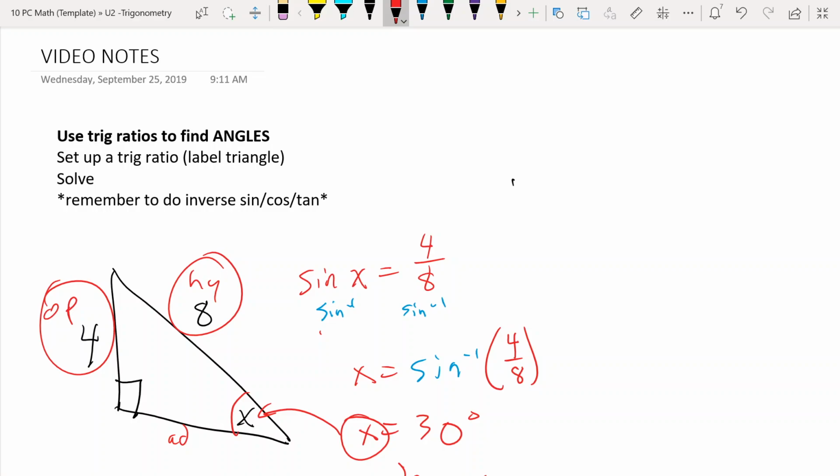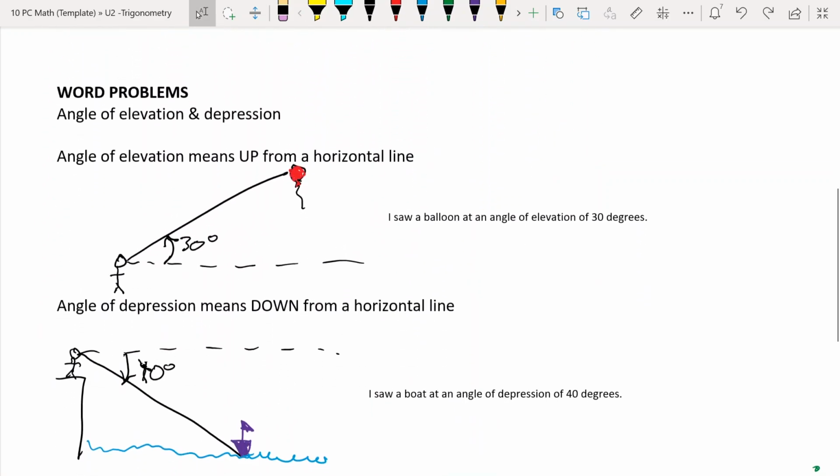This works the exact same way, whether it's cosine or tangent. You fill in the numbers and then solve. I actually think this is a lot easier than calculating for side lengths. It's not too complicated. You just have to remember how to do the sine, the inverse sine.